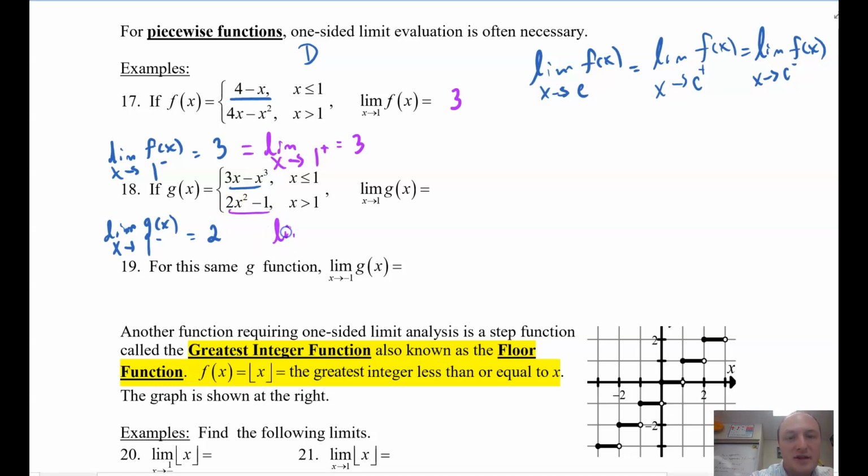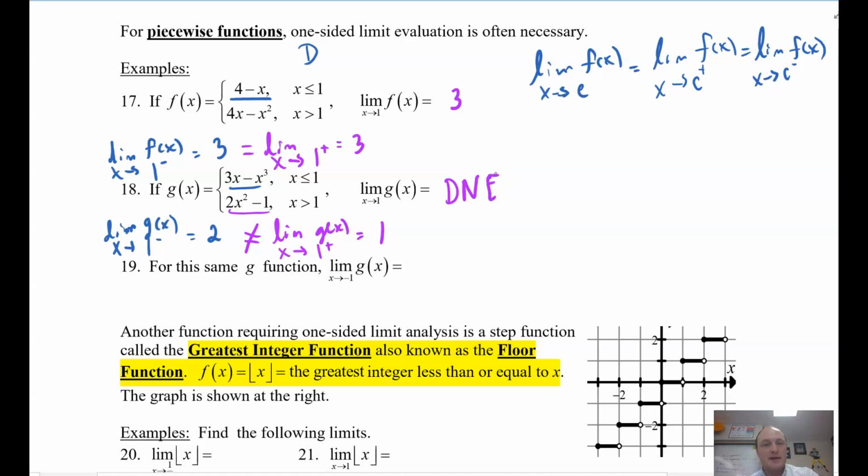And for the right side, the limit of g of x as x approaches 1 from the right, this gives us 2 times 1, which is 2. Take away 1, that is 1. So notice how these are not equal. So the limit does not exist.